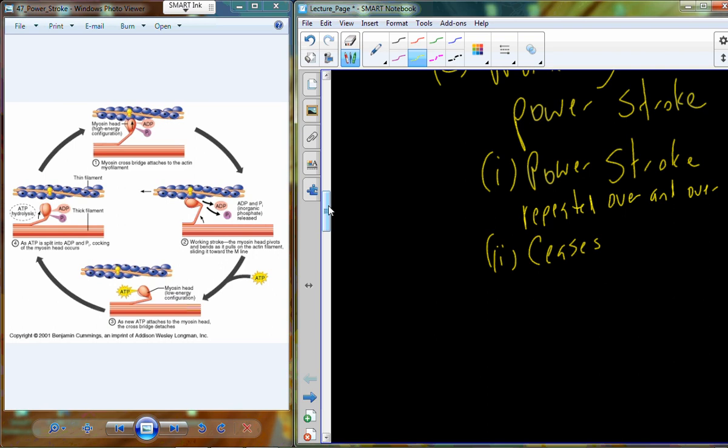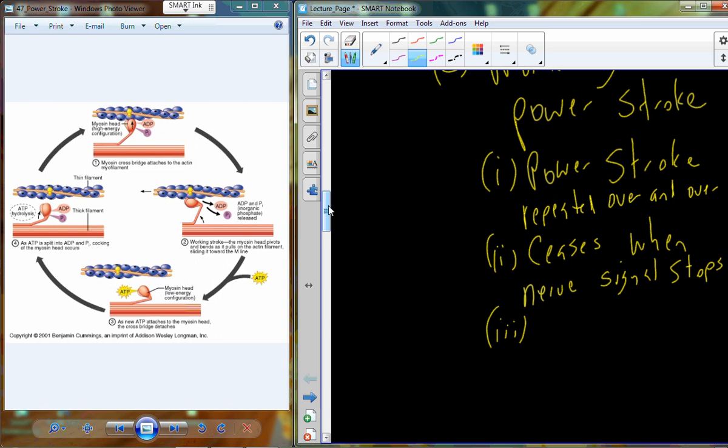The work cycle will cease when the nerve signal stops. So when we lift that nerve signal, we are no longer going to have this cycle occur. Now, just because the nerve signal stops does not mean that the sarcomere lengthens back up.